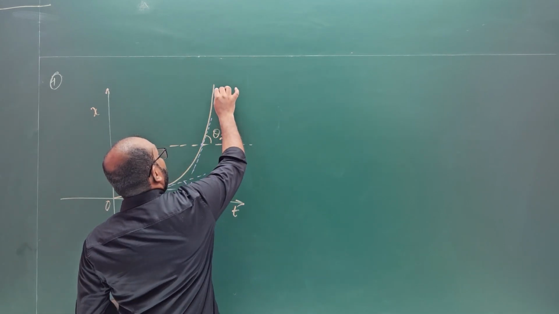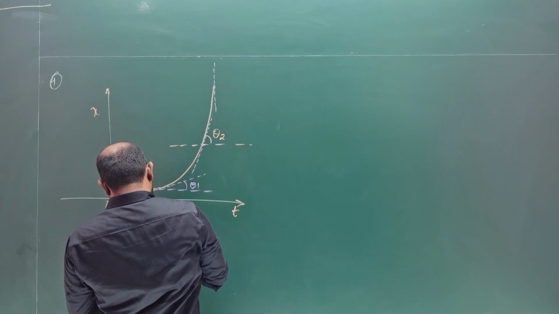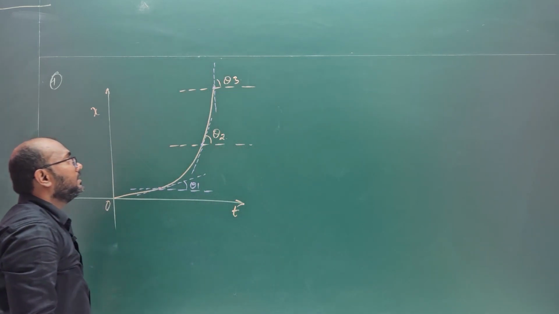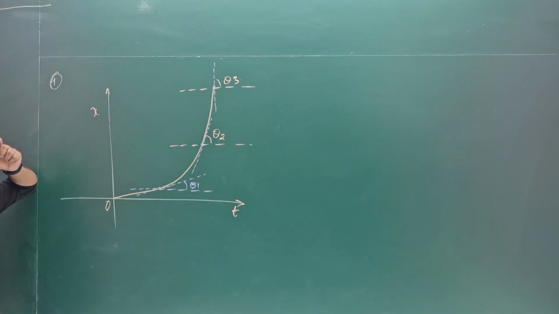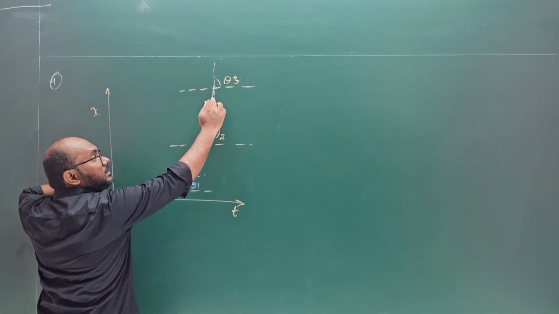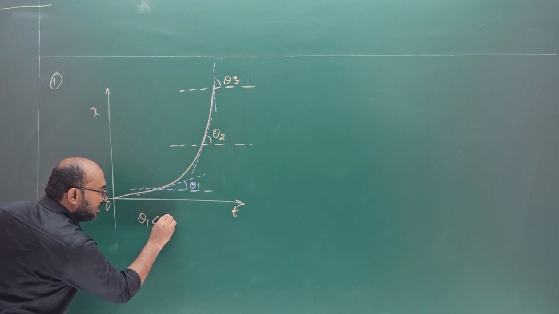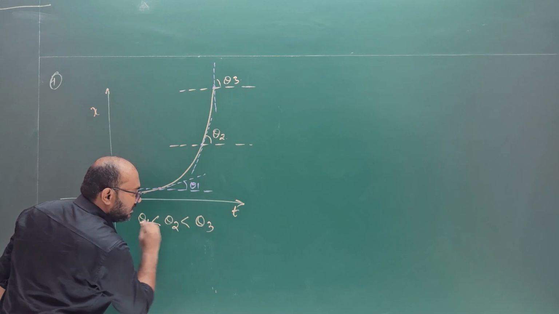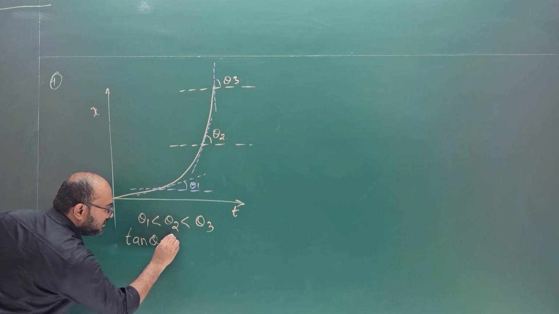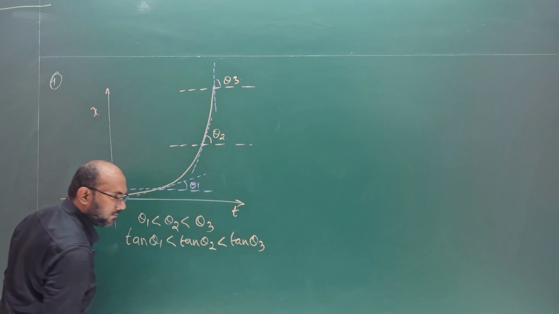If this is the tangent, then can I say that this is your theta 2? Similarly, let's select one more point here, and can I say that over here is your theta 3? Okay, theta 1, theta 2, theta 3. As the curve is going in this direction, can I say that theta is increasing? Theta is increasing. That means can I say that theta 1 is smaller than theta 2 and it is smaller than theta 3? Yes or no? And can I also say that tan theta 1 is smaller than tan theta 2 and it is smaller than tan theta 3? Can I say that?